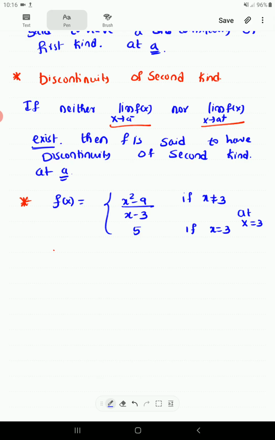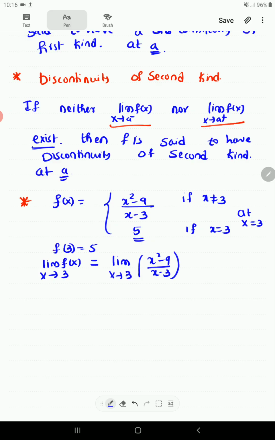So now let's start. Here we know that f of 3 is 5. This is how it is defined. Now let us see the limit of f of x as x tends to 3. As we know, the given function is defined as x square minus 9 upon x minus 3 as x tends to 3. So this is equal to the limit, now this is like a square minus b square. Let me write it down here.